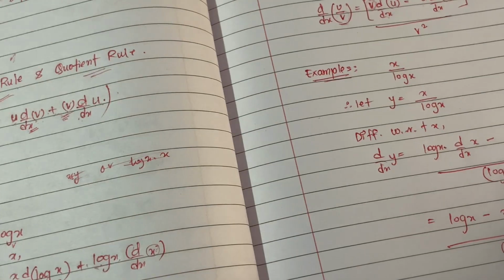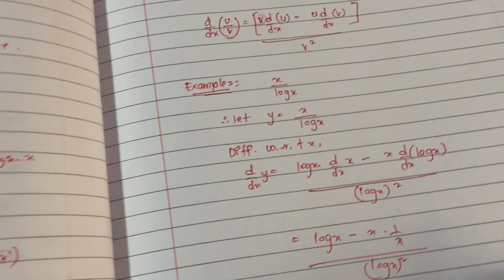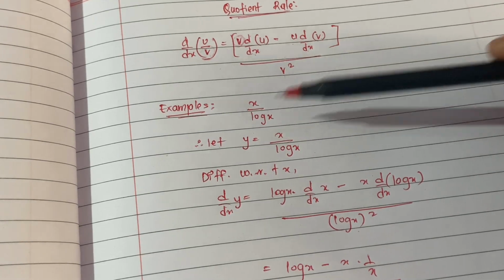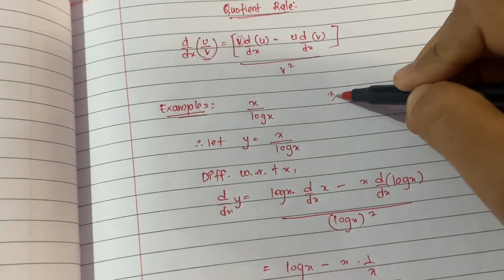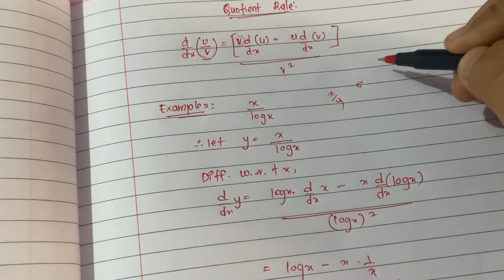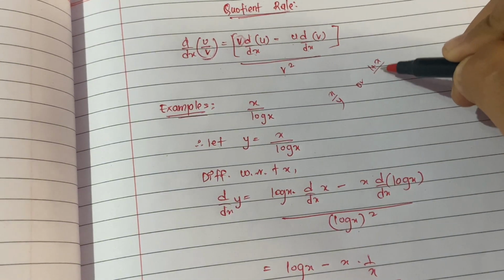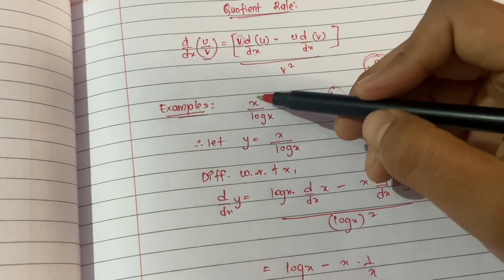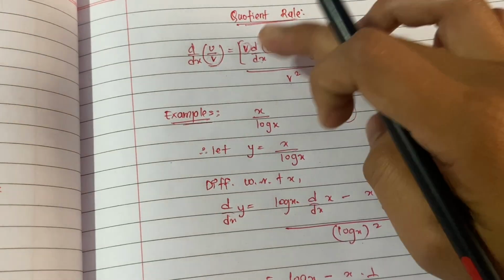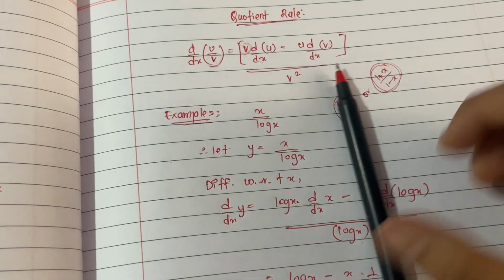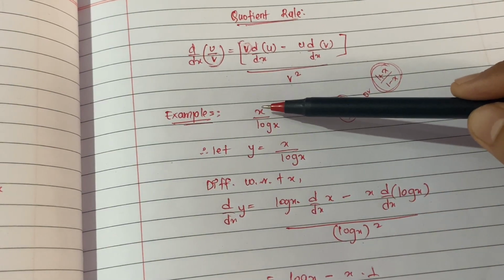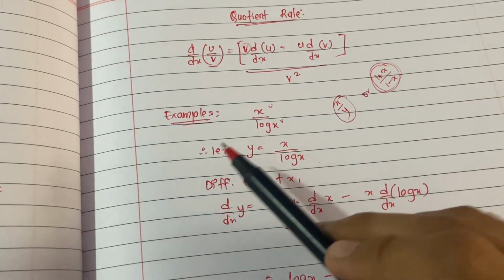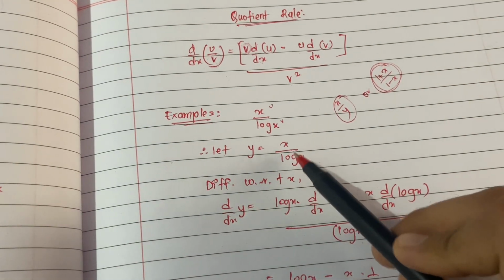Now how are we going to apply it in the questions? The question will be like x by log x, or y by x, or 1 plus x by 1 minus x. These are all the types of questions that will be solved by this quotient rule. So how are you going to solve it? First of all, we have been given x by log x, so we will assume x as u and log x as v. So let y equals x by log x.